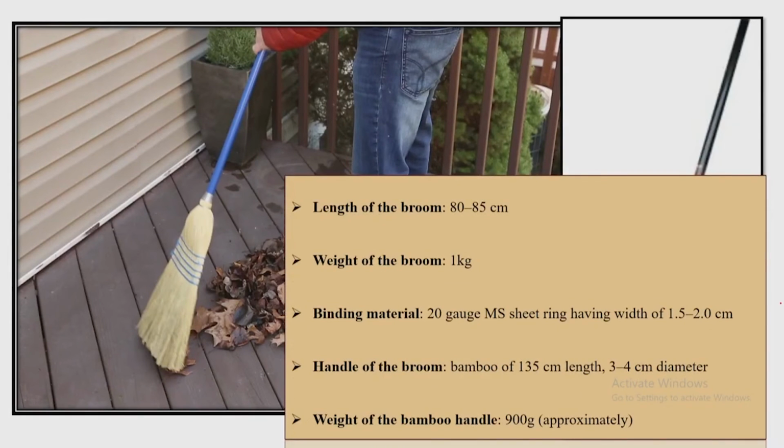Normally the length of the broom required or specified under the rule is 80 to 85 centimeter, weight of the broom is 1 kg, binding material 20 gauge MS sheet ring having width of 1.5 to 2 centimeter. So, likewise the specification is also provided.